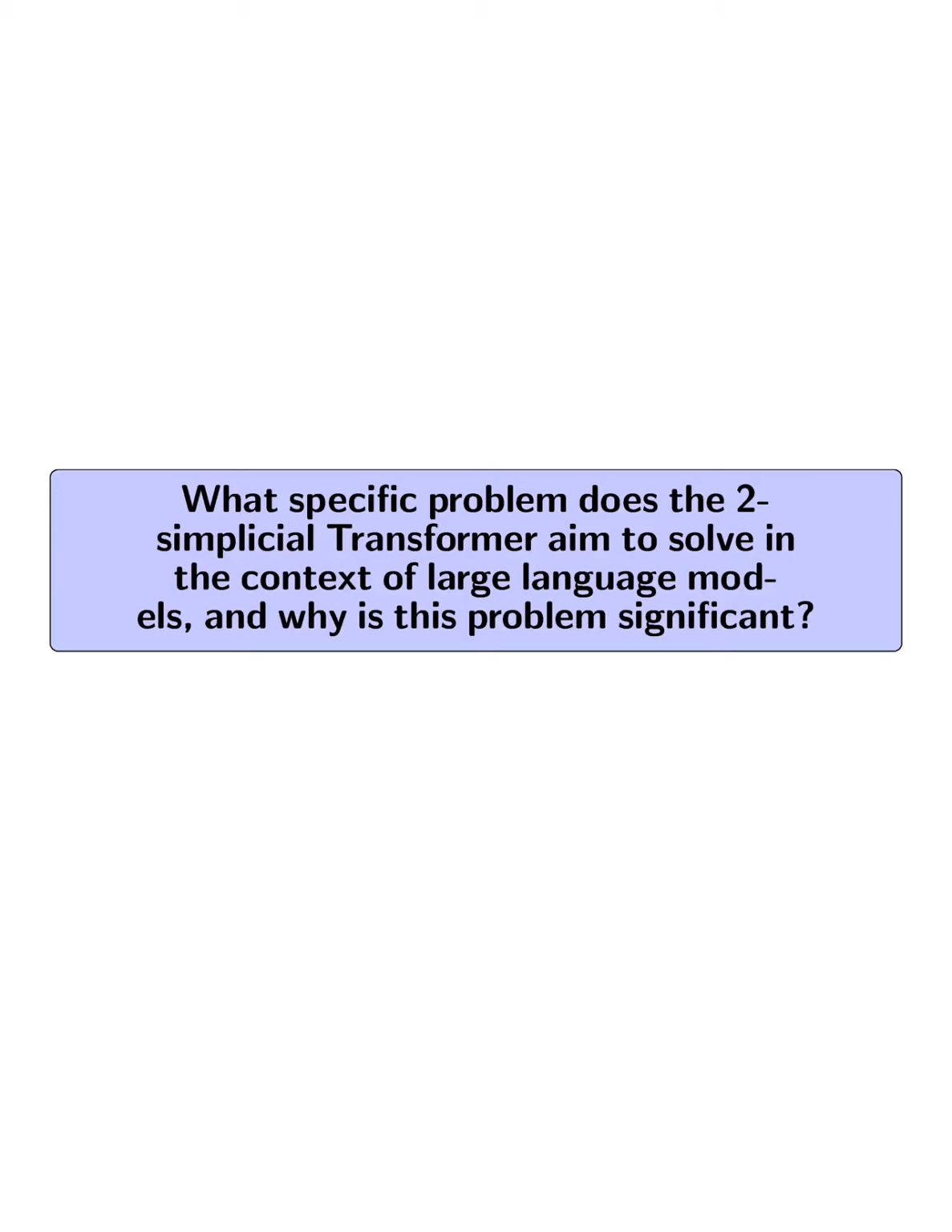What specific problem does the two-simplicial transformer aim to solve in the context of large language models, and why is this problem significant?